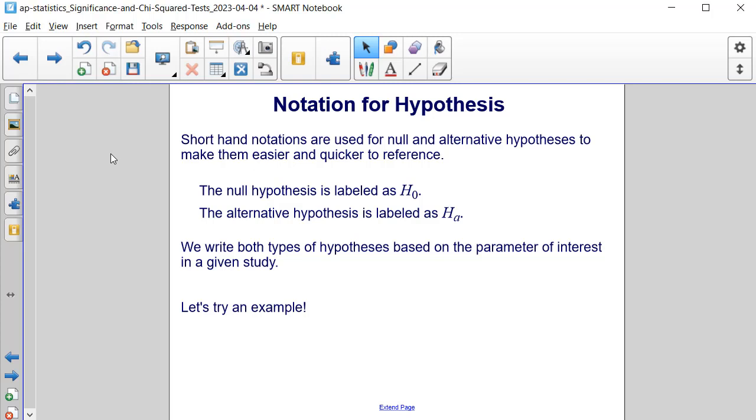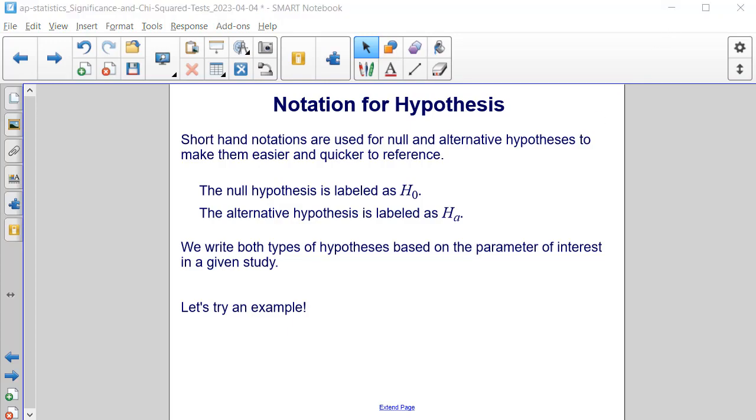Shorthand notations are used for null and alternative hypotheses to make them easier and quicker to reference. The null hypothesis is labeled as capital H with 0 in subscript. Sometimes you'll hear it pronounced as H sub 0. The alternative hypothesis is labeled as capital H with A in subscript, or capital H sub A. We write both of these hypotheses based on the parameter of interest in a given study.